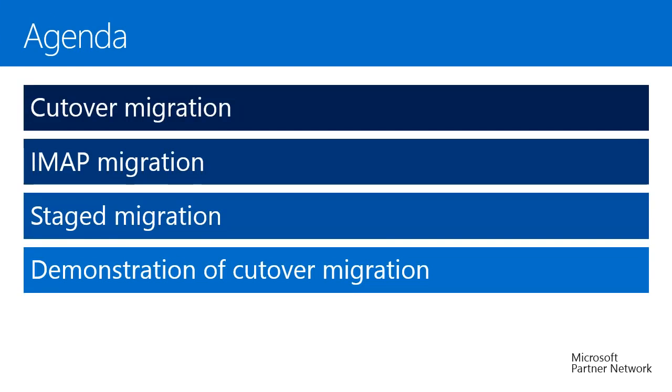I want to cover three types of migration: the cutover, the IMAP, and the stage migration. Please note that, for example, hybrid migration is not covered in this presentation. And at the end, I will demonstrate a cutover migration for you.